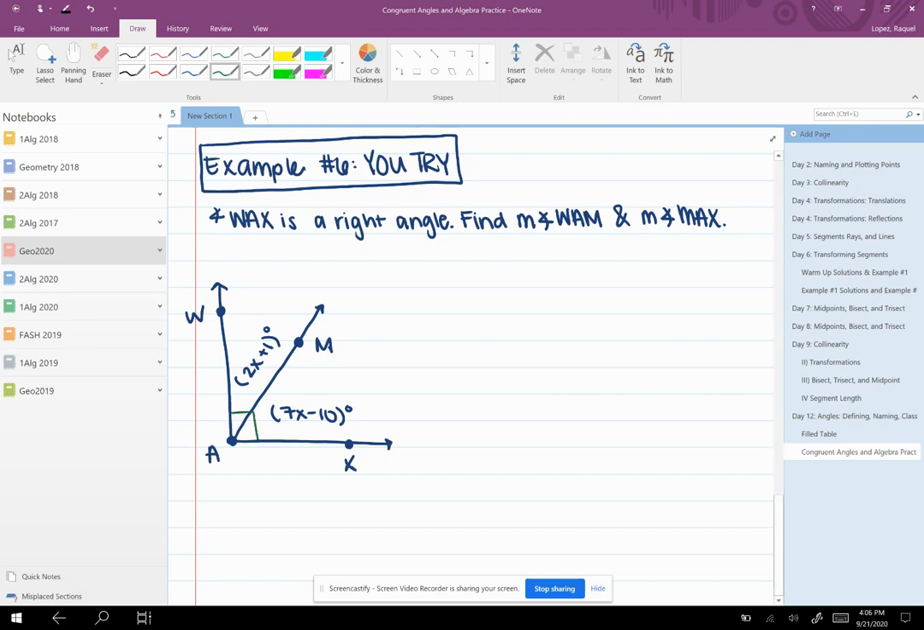I'm going to label that in my picture with a box. What does that box mean? Right angles, what do they measure? If you're still stuck on that, go back and look at the first video. Once you label your diagram, set up an equation just like we did in example 5. Finish this problem, then come back to class. We're going to go over the answer together.